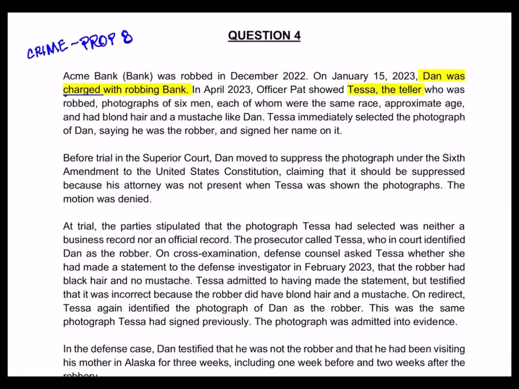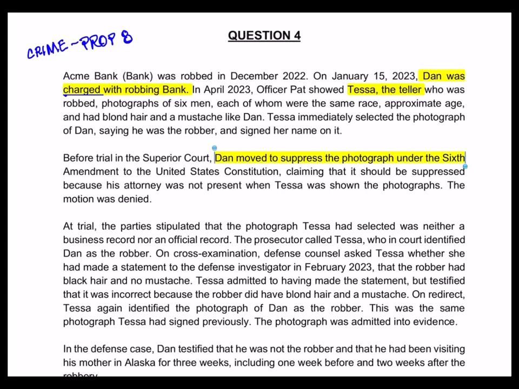So what do we have here? Acme Bank was robbed in December 2022. On January 15, 2023, Dan was charged with robbing the bank. In April 2023, Officer Pat showed Tessa, the teller who was robbed, photographs of 6 men, each of whom was the same race, approximate age, and had blonde hair and a mustache like Dan. Tessa immediately selected the photograph of Dan, saying he was the robber, and signed her name on it. That's the photograph in call B, the photograph with Tessa's signature.